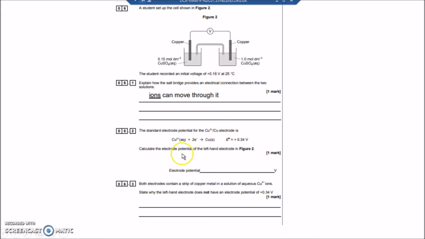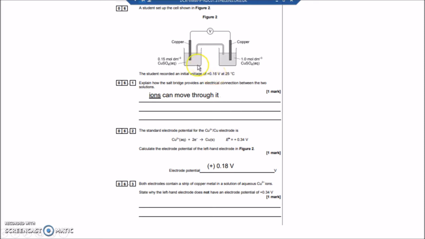That's this one here. So calculate the electrode potential of the left-hand one. So something add 0.34 volts equals overall plus 0.16. So the standard electrode potential of that one must be plus 0.118. This is going in reverse, so that becomes minus 0.18, and minus 0.18 plus 0.34 is plus 0.16.